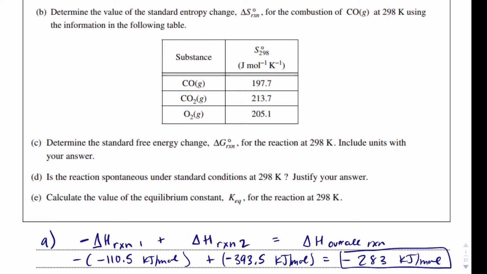In part B, it says determine the value of standard entropy change for the combustion of CO at 298 using the information in this table. So hopefully when you see a table like this it makes you think delta S of the reaction equals the sum of our S products minus the sum of our S reactants. That's the formula we're going to need.